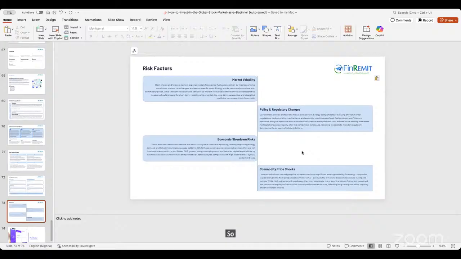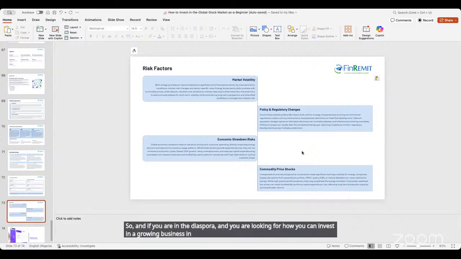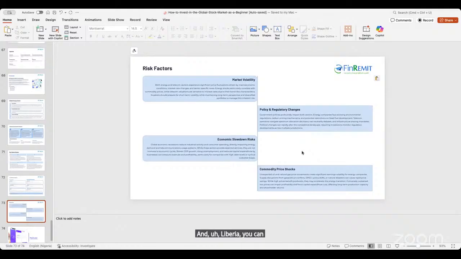And if you are in the diaspora and you are looking for how you can invest in a growing business in Nigeria, Ghana, and Liberia, you can also take advantage of these. You will be connected to businesses that are investment ready.